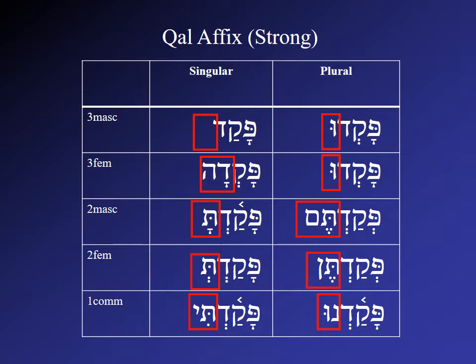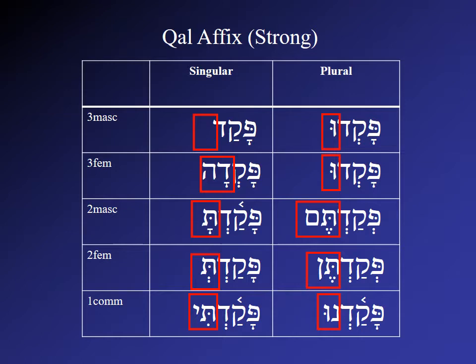And then the first common plural, pakadnu, pakadnu. So here we have our plural endings, u, tem, ten, nu, or pakdu, pekadtem, pekadten, pakadnu. The whole paradigm: pakad, pakdah, pakadta, pakadt, pakadti, pakdu, pekadtem, pekadten, pakadnu. So this is what the Qal looks like. Simply pakad, stick on the endings.